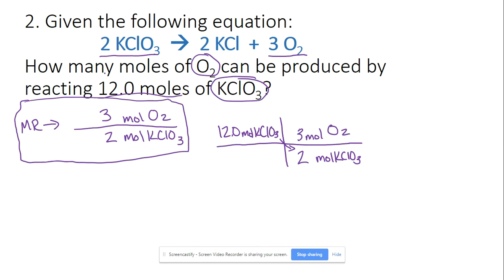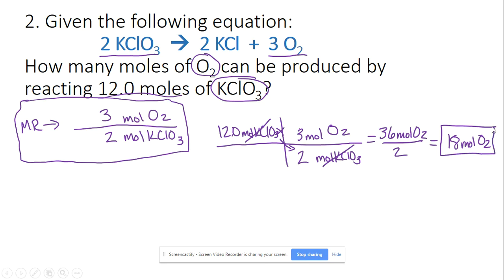Our question is asking us how many moles of O2, so we're at the unit that we want. Our moles of KClO3 cancel out. So we multiply on the top, 12 times 3 gives us 36 moles of O2, and on the bottom we just have a 2. 36 divided by 2 gives us 18 moles of O2. So this was just a one-step problem, not involving mass, just using the mole ratio.